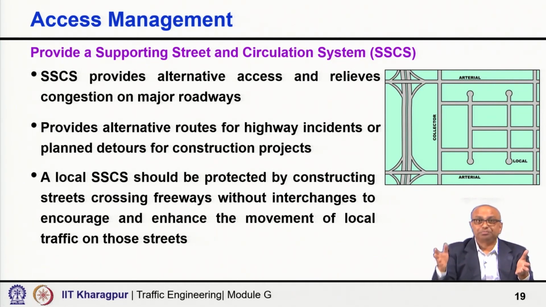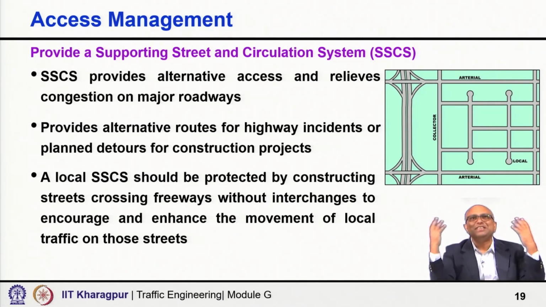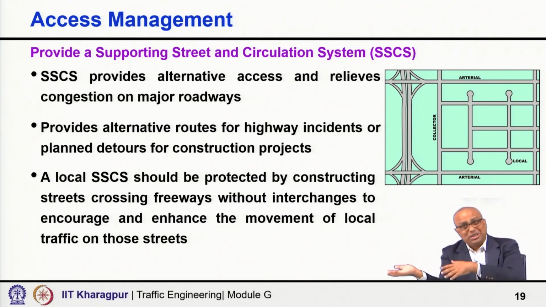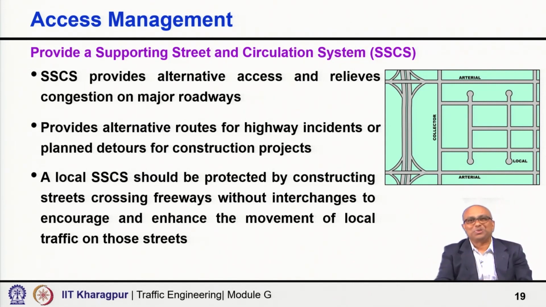to the freeway. So, if we can do that, read this carefully: a local SSCS should be protected by constructing streets crossing the freeway without interchange. So, in between, if I have to cross, I will cross without any interchange. I do not want any connections with the freeway. My purpose is not to access the freeway, but to remain within this supporting street and circulation system on this side as well as on the other side of the road.